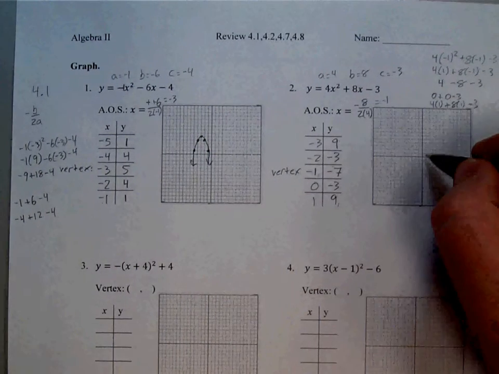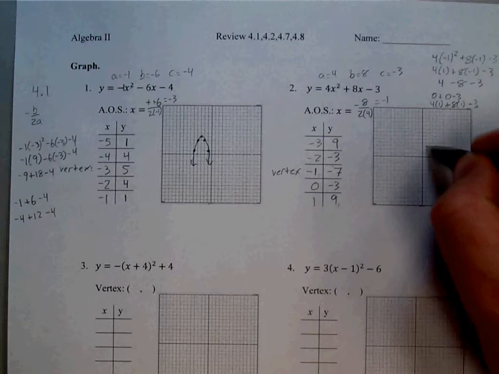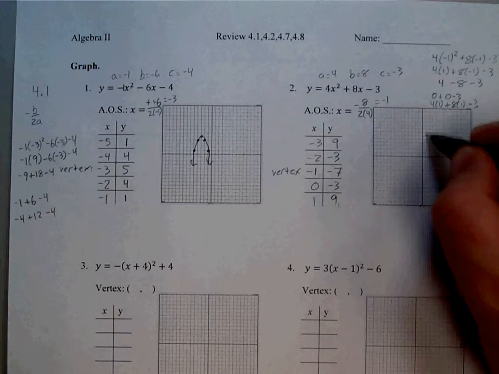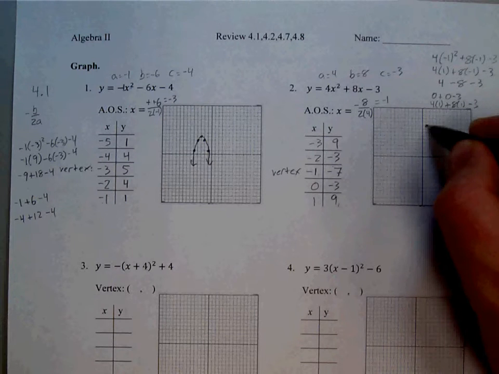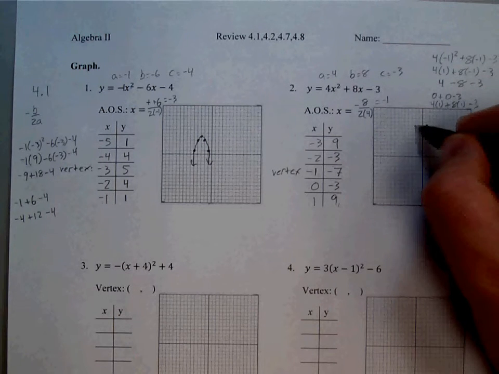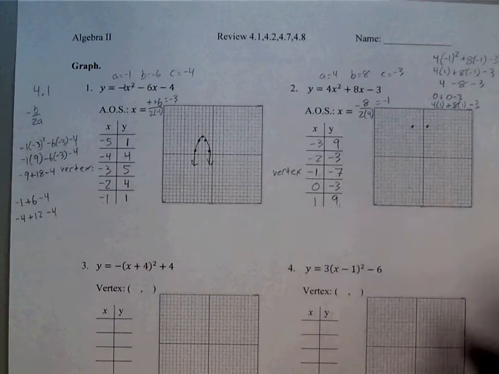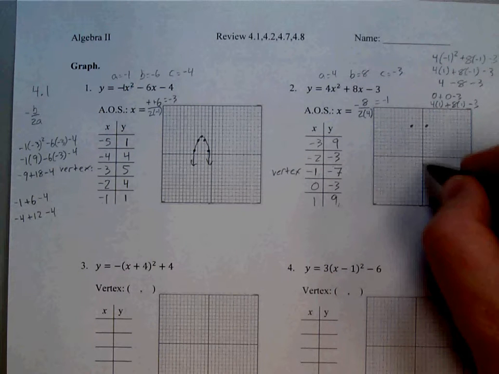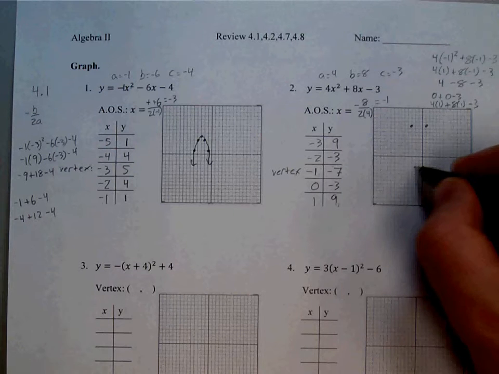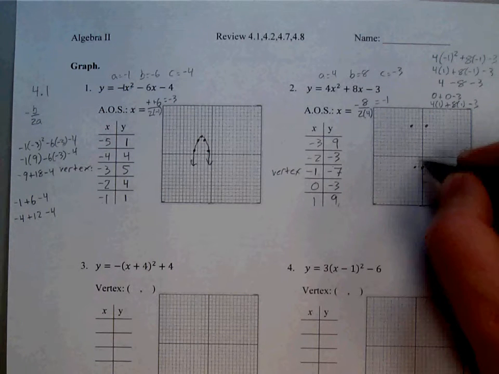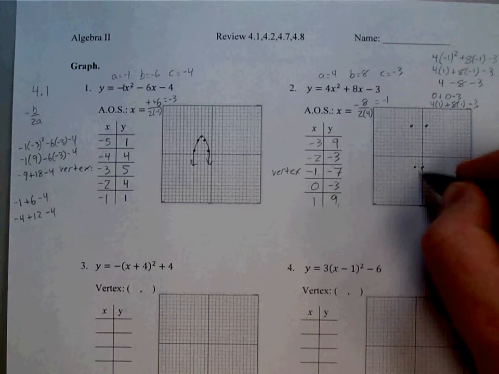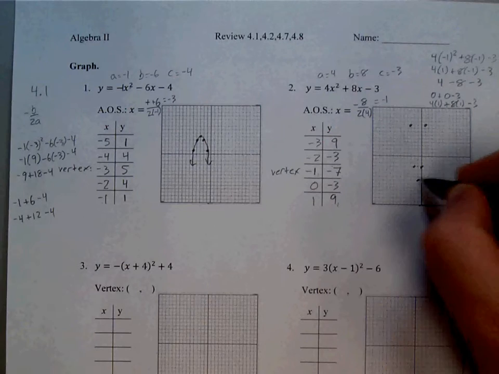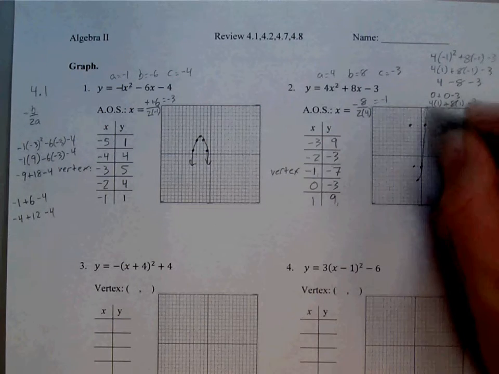So 1, 9, 7, 8, 9, and negative 1, negative 2, negative 3, 9 also. 0, negative 3, and negative 2, negative 3, and then negative 1, negative 7. 1, 2, 3, 4, 5, 6, 7. Connect the dots. That one's pretty steep.